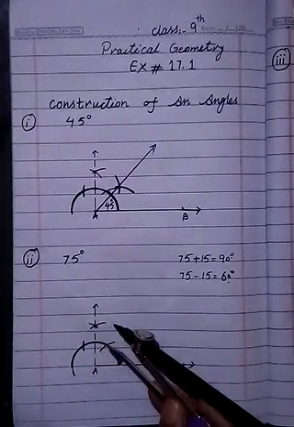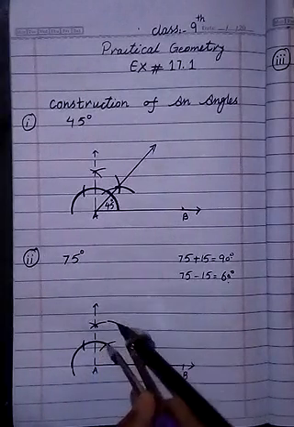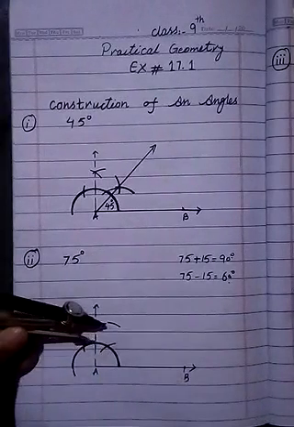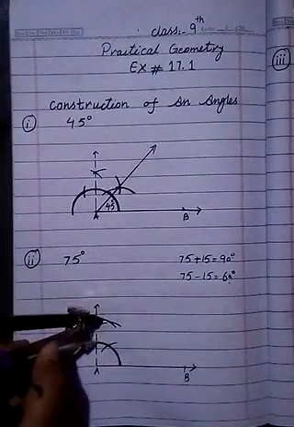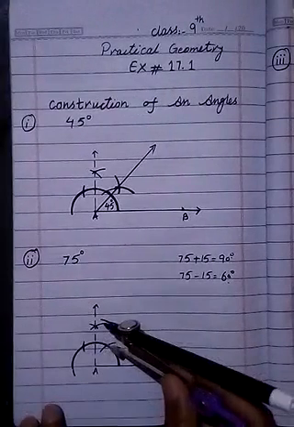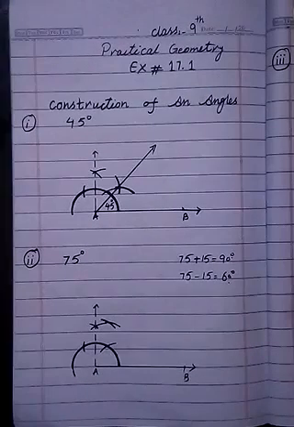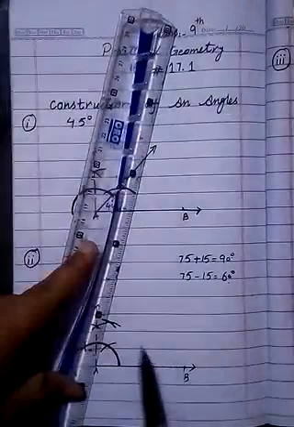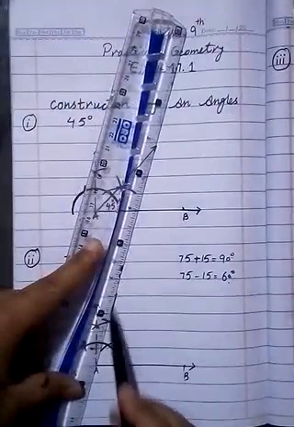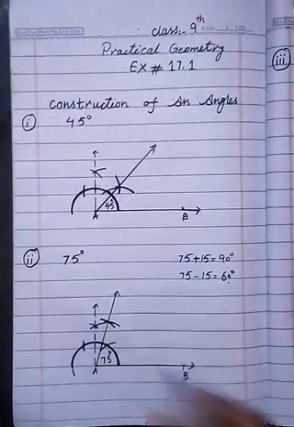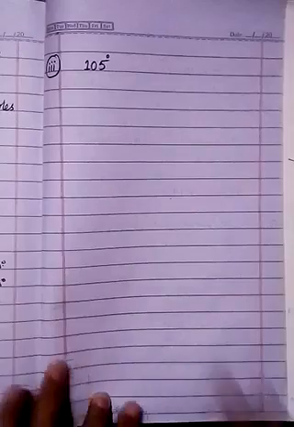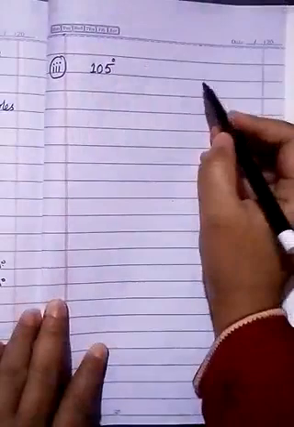So put compass here. Draw arc. Now put compass at 90 degrees. Draw second arc. This arc is small, so you have to extend. Now you have to join this. That is the angle of 75 degrees. You can check with the help of a protractor. 75 degrees. Now you are going to construct the angle of 105 degrees.